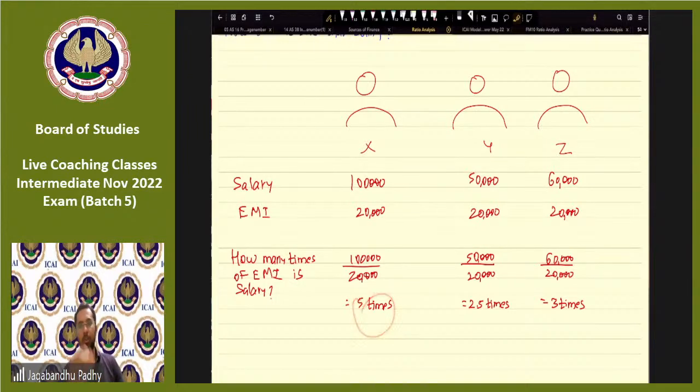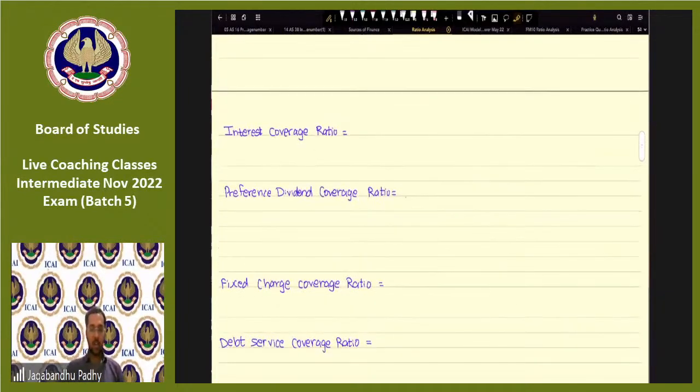is supposed to be having a better ability to service it, right? So X is having income which is 5 times of EMI. Y is having income which is 2.5 times of EMI. Z is having income which is 3 times of EMI. So of course, X is a safer bet, right? So based on this concept of ability to pay the loan, and ability to repay the principal and the interest, we have certain ratios for that.